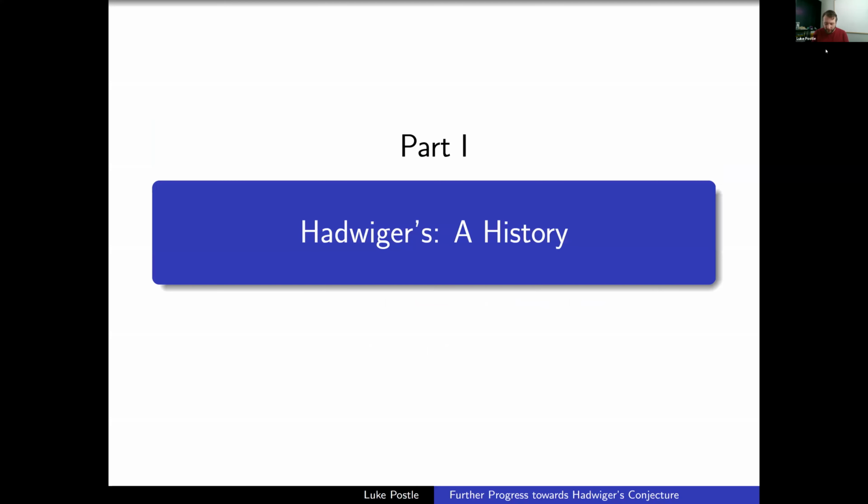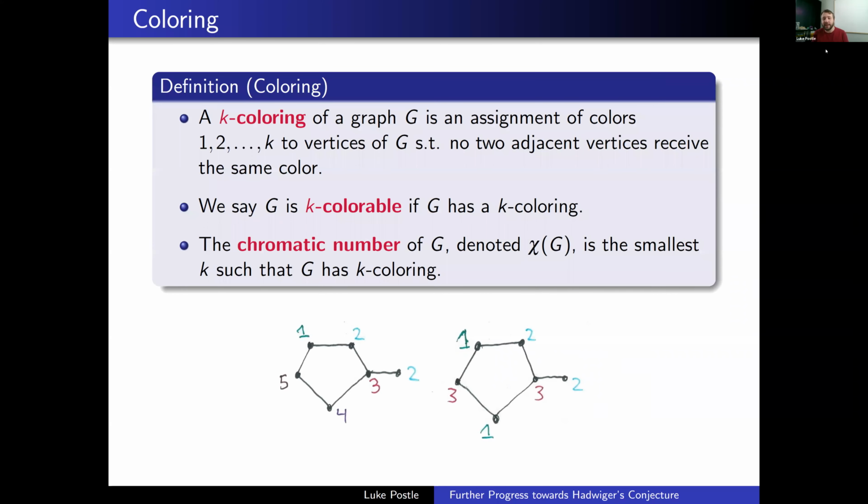You probably all know about that, but we'll just go over the basics again. Really, Hadwiger's is about two fundamental concepts in graph theory. Coloring, which is the subject of probably thousands of papers. A k-coloring of a graph G is an assignment of colors 1 to k to vertices of G, such that no two adjacent vertices receive the same color. We say G is k-colorable if G has a k-coloring. And we're interested, of course, in minimizing this number, because you could just color each vertex differently. That's called the chromatic number of G, denoted chi G. It's the smallest k such that G has a k-coloring.